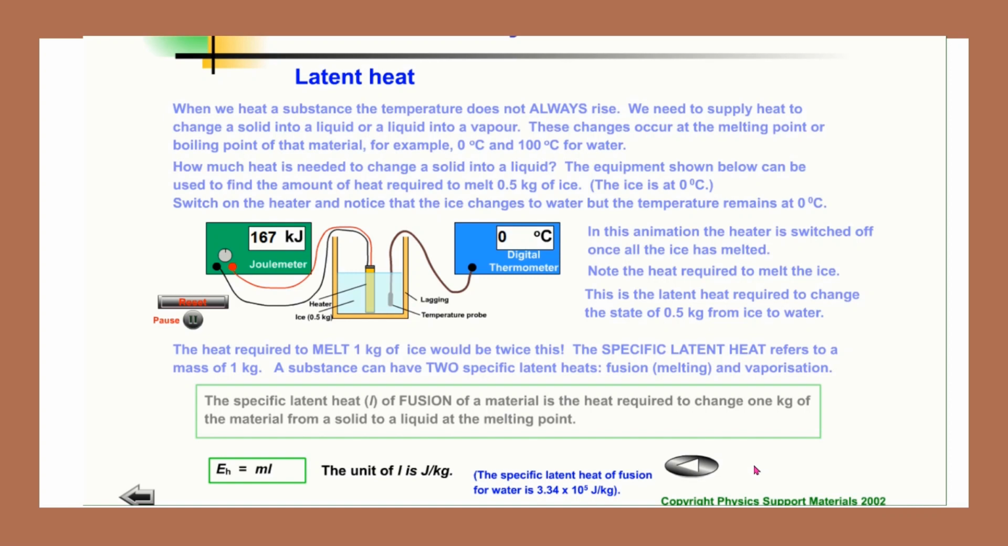So here we've done the specific latent heat of fusion, and it is the heat energy required to change 1 kilogram of a substance from a solid to a liquid at the melting point. Something else that's important, it would also be the energy given out when we changed 1 kilogram of a material from a liquid to a solid at the melting point, or without a change in temperature, which is what we did with our cooling curve.